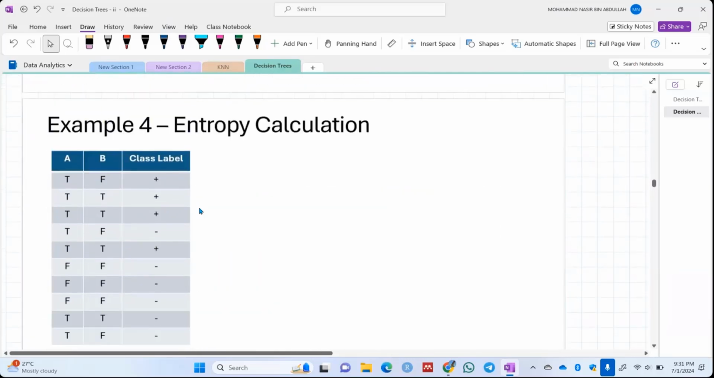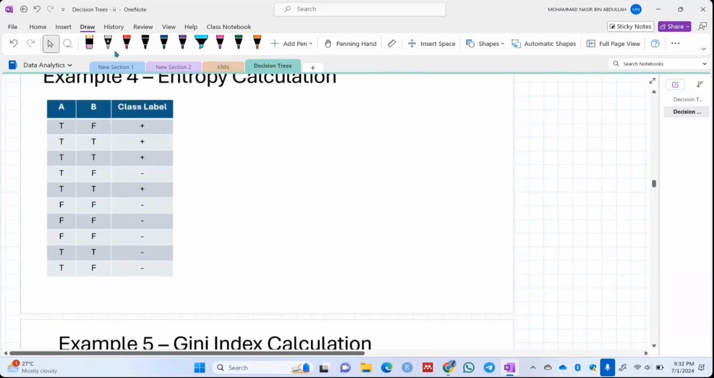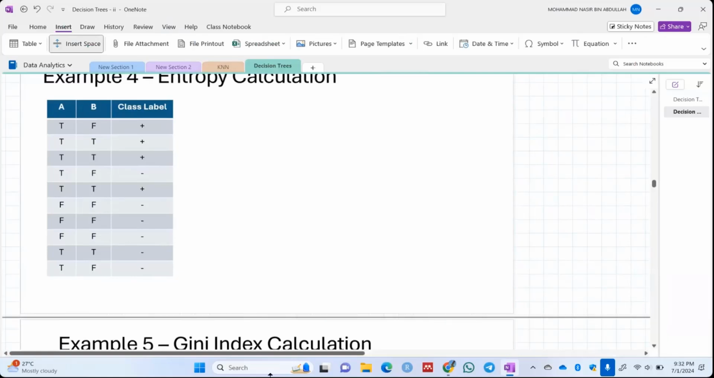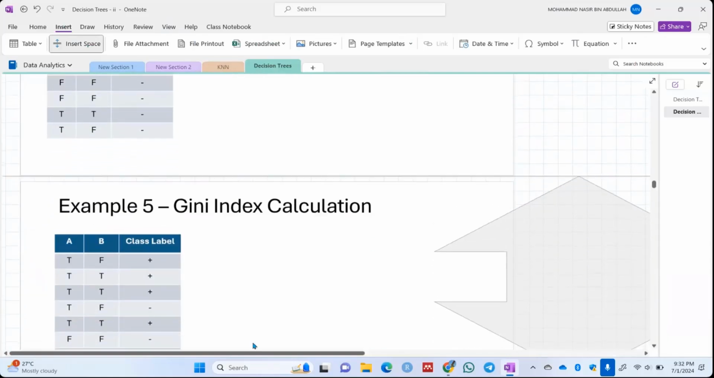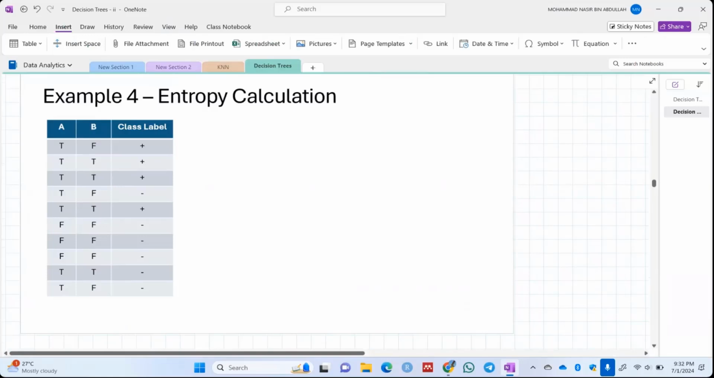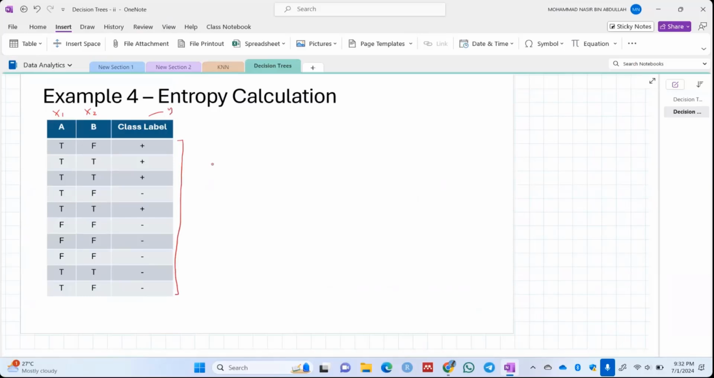Now let's look at example number 4. How to calculate entropy for this data. In this data, we have two variables, A and B. So this is x1, x2. This is our y, which is the dependent variable. In this case, y is categorical data. We have a positive class and a negative class. For A and B, we have true and false.